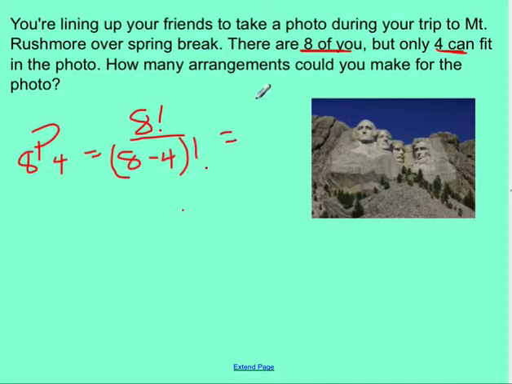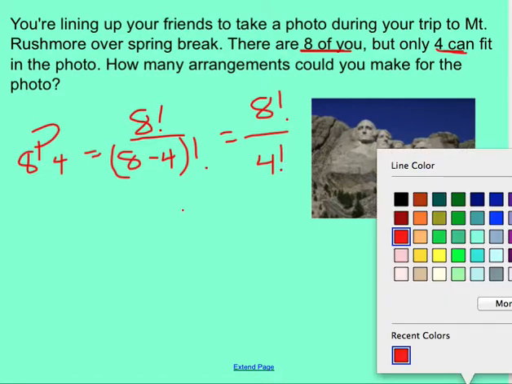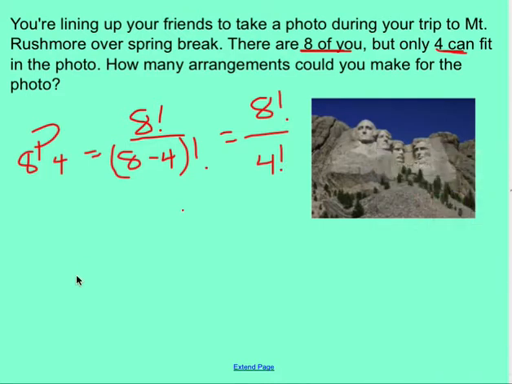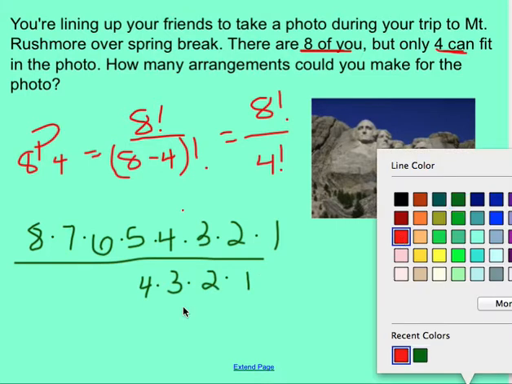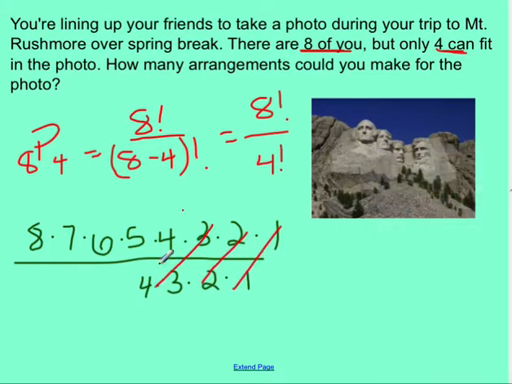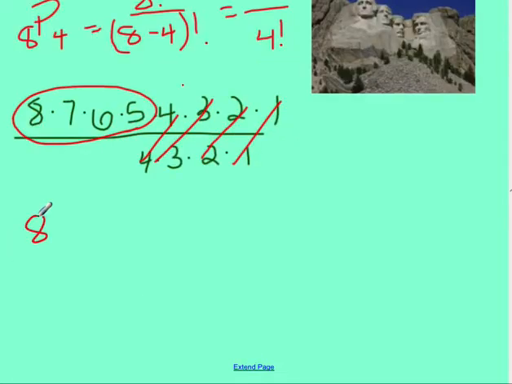Let's simplify that some more. Then we have 8 factorial divided by 8 minus 4 factorial, which is 4 factorial. Now I'm going to write out those numbers. We have 8 times 7 times 6 times 5 times 4 times 3 times 2 times 1 for 8 factorial, and on the bottom we have 4 times 3 times 2 times 1. Let's cross off what's overlapping: 1, 2, 3, 4. What's left over is 8 times 7 times 6 times 5.